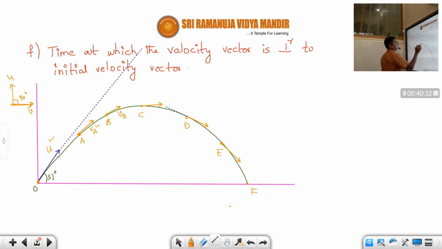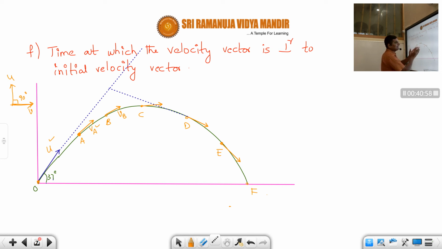Let us see. Is the velocity at D perpendicular? There may be possible, or understood. Of course, definitely it may not be there, but at some point, that means after it crosses the maximum height, there will be one point where the velocity vector, if you extend that vector, will make an angle of 90 degrees.